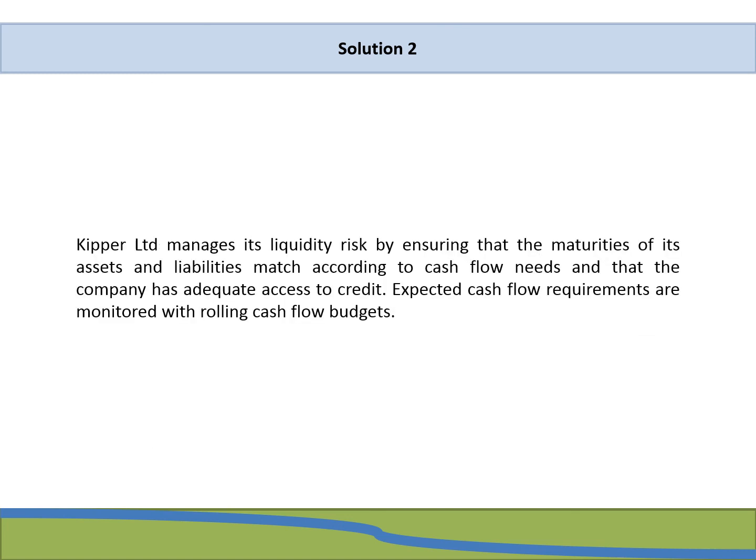Lastly, remember to include how the company manages liquidity risk. So in this example, we'll just say Kippa Limited manages its liquidity risk by ensuring that the maturities of its assets and liabilities match according to cash flow needs, and that the company has adequate access to credit. Expected cash flow requirements are monitored with rolling cash flow budgets.